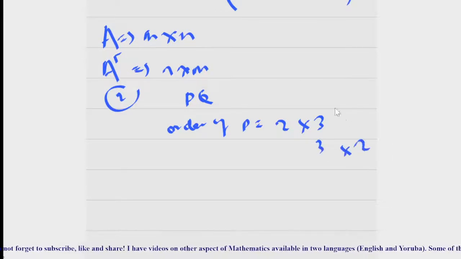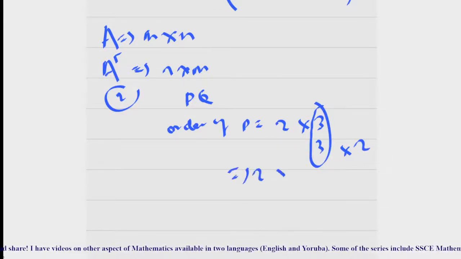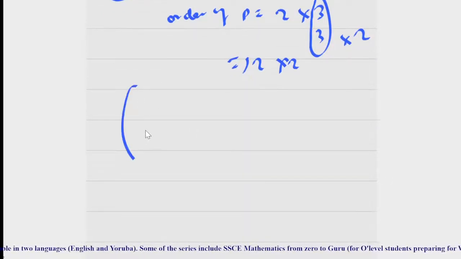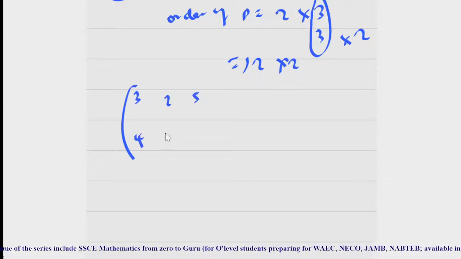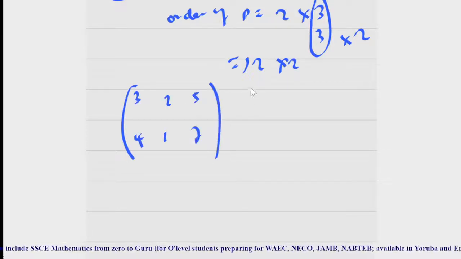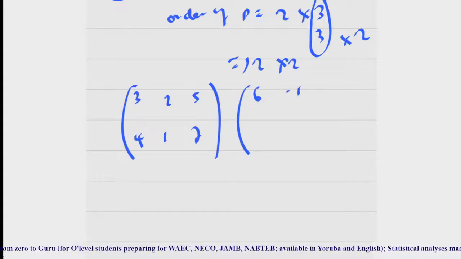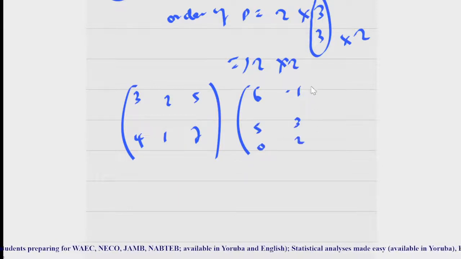So you can see that the columns of P are the same number as the rows of Q. Then it means we can multiply. And indeed, the product of their multiplication will give you a 2 by 2 matrix. Okay, let us multiply them together. What is your P again? We have 3, 2, 5, 4, 1, 7. And your Q is what? Our Q is 6, minus 1, 5, 3, 0, 2.